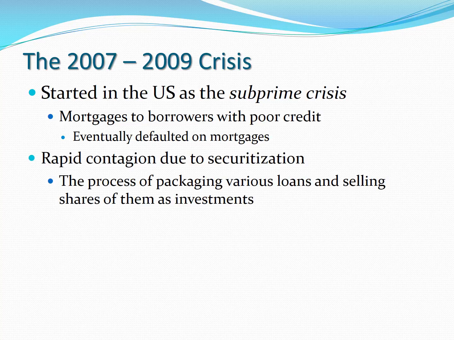People default on their mortgages, then actually there's a lot of houses being sold, and that drives down the price. And so housing prices do fall. Then what had happened is that these loans had been taken and flipped.